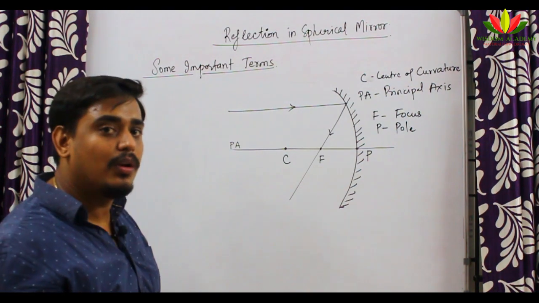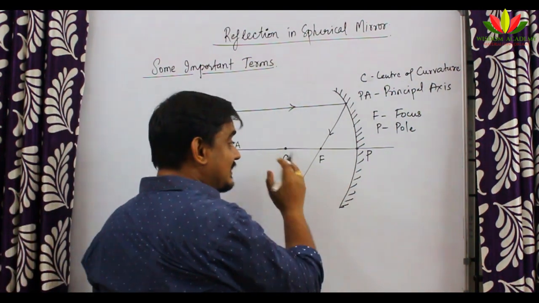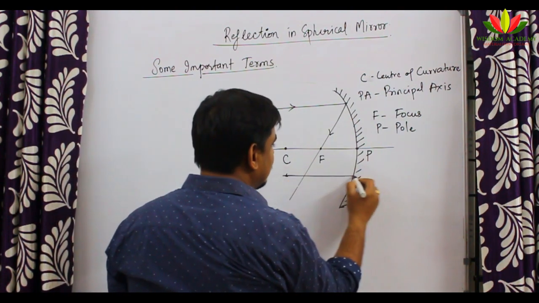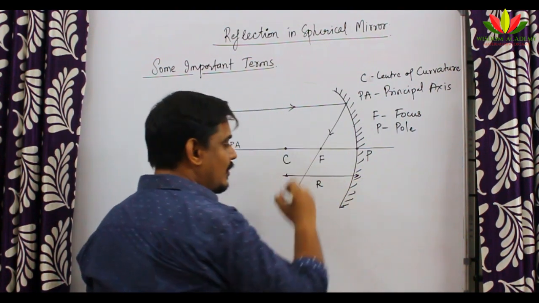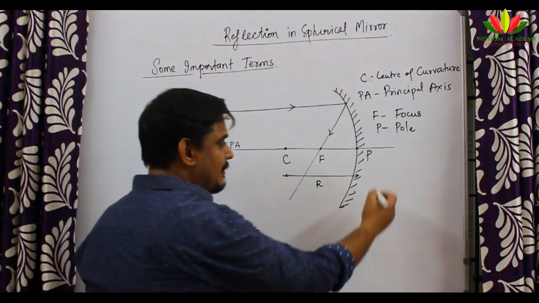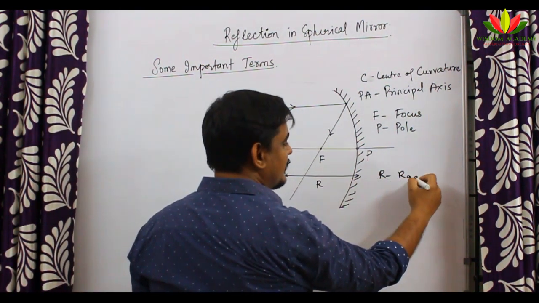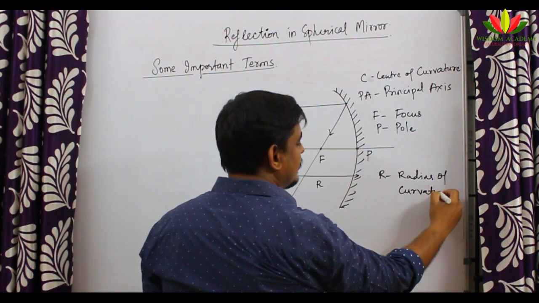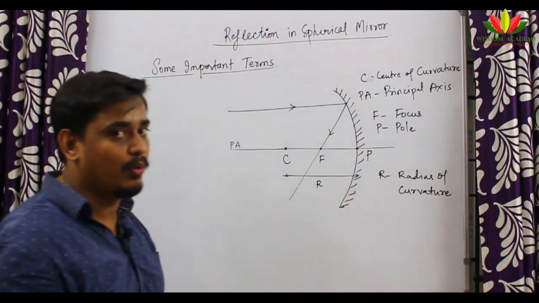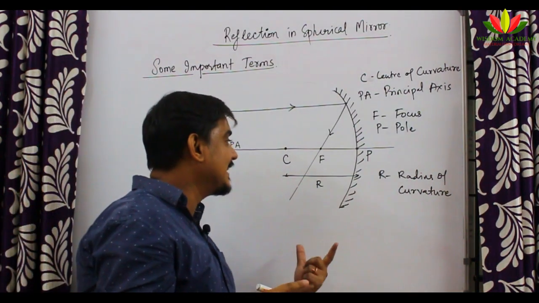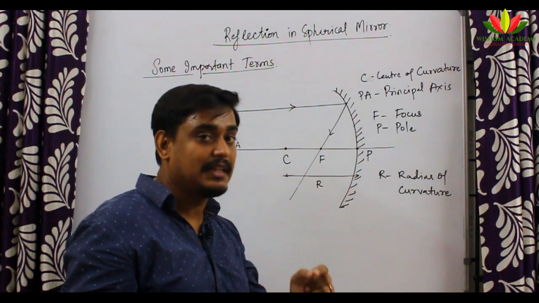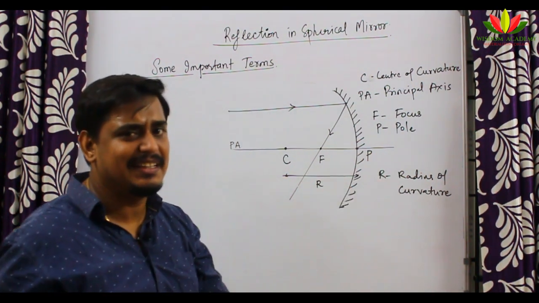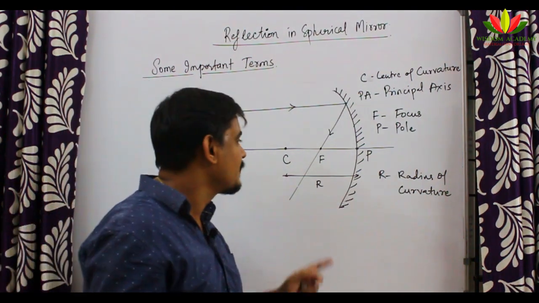The distance of the center of curvature from the pole is known as the radius of curvature. It is represented by capital R. Remember my words: I am not saying distance between the center of curvature and the pole, I am saying distance of the center of curvature from the pole. Why am I saying this? It will be clearer when I go to sign convention, right.